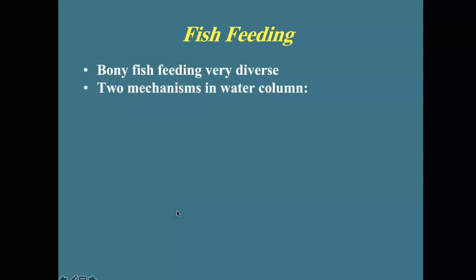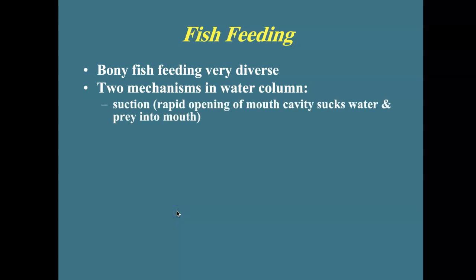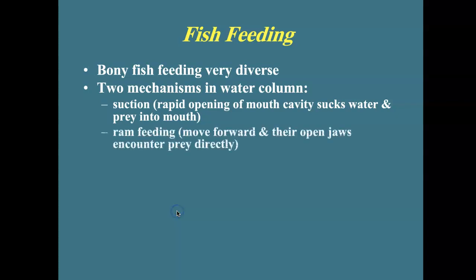Fish feeding. Bony fish, again, their feeding strategies are very diverse, and they have two mechanisms in the water column that they're going to use. They use suction, where they rapidly open their mouth cavity and suck water and the prey into their mouth. These are the two main fish strategies, but then you also have something like an eel with this extrapharyngeal jaw. So again, there are other feeding strategies besides these. These are the two main ones, just as a heads up.